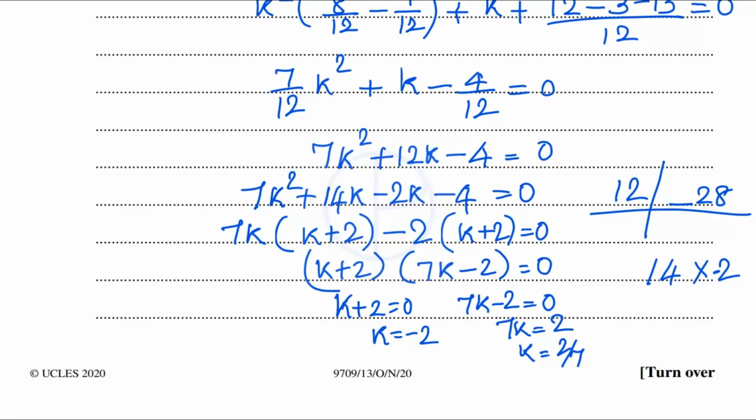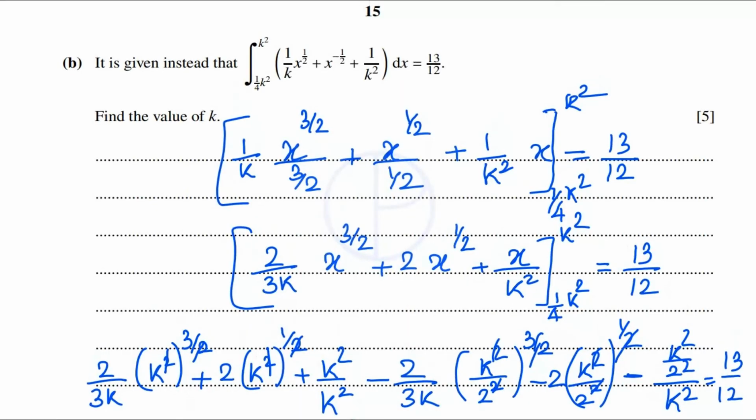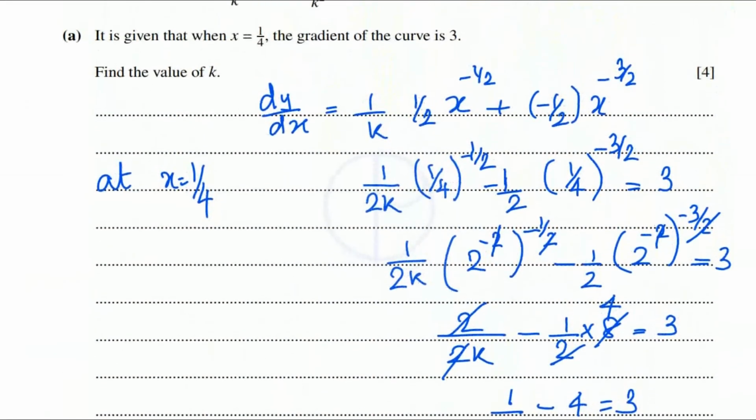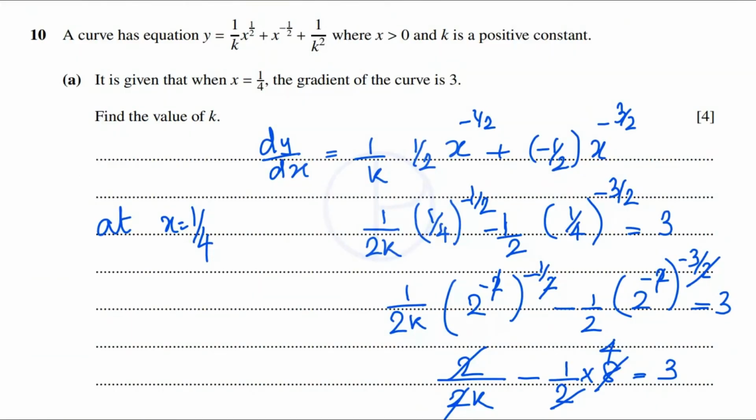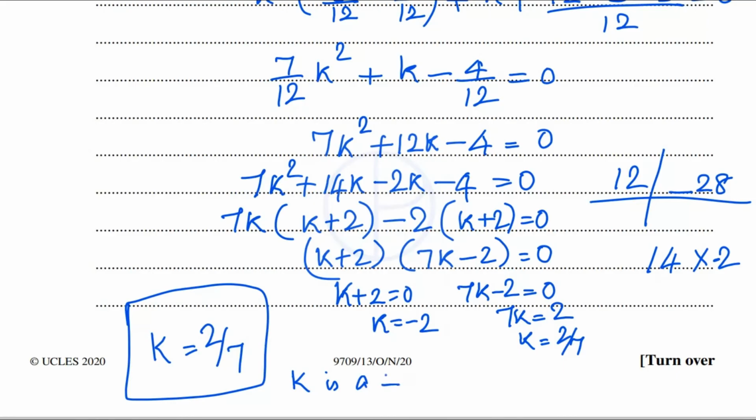Okay. So what's the final value of k? So it's given k is a positive constant. So the final value of k is 2 over 7 because k is a positive constant. So we have to ignore k is equal to negative 2.